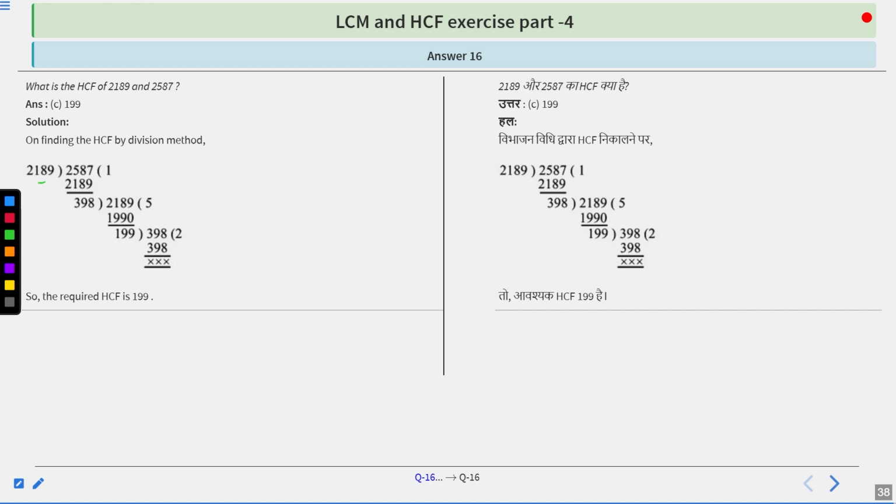Again we will divide the previous divisor, 398, by 199. 199 into 2 is 398, so the remainder is 0. Now the last divisor was 199, that means the HCF is 199. Option C is the correct answer.